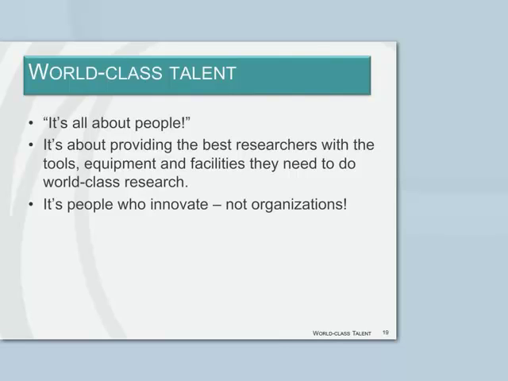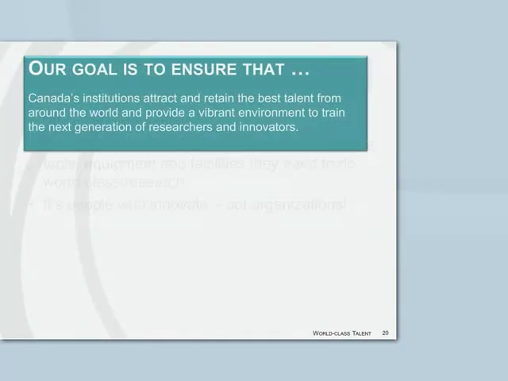The second element of our mandate is world-class talent. The bottom line is that it's all about people. It's about providing the best researchers with the tools, equipment, and facilities they need to do world-class research and train the best individuals in the world. It's really people who innovate, not organizations. So our focus is on talent.